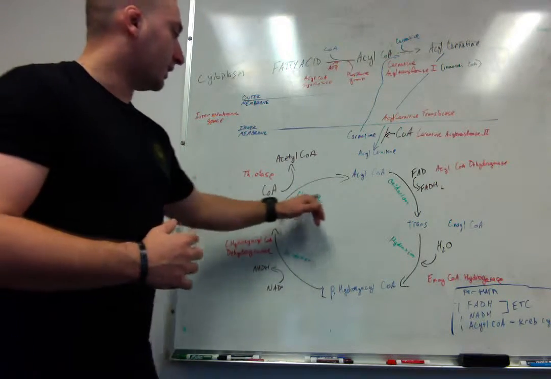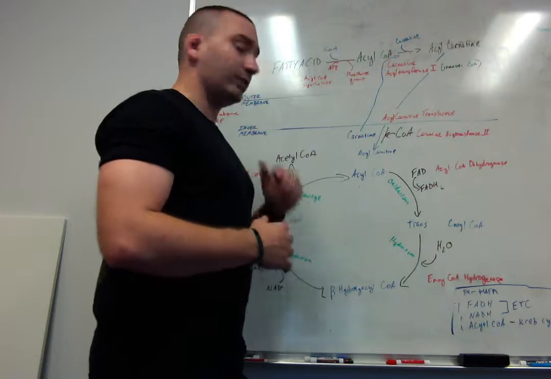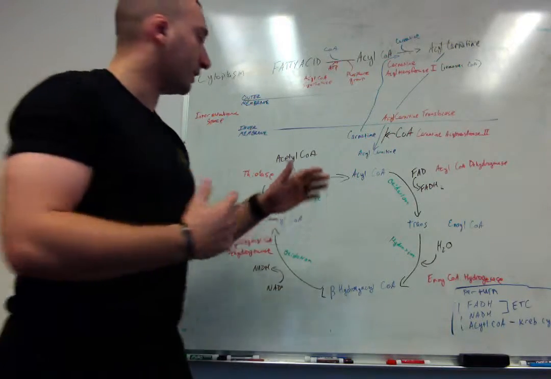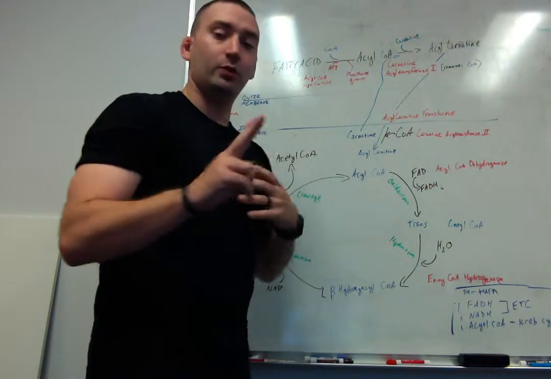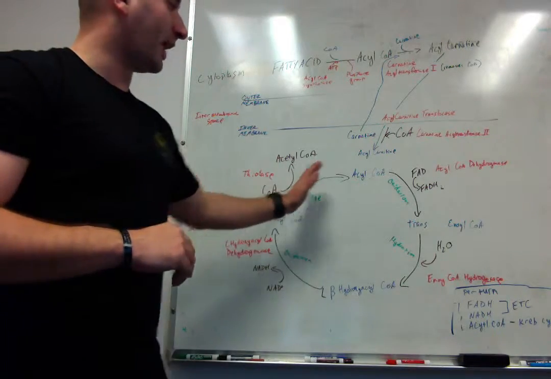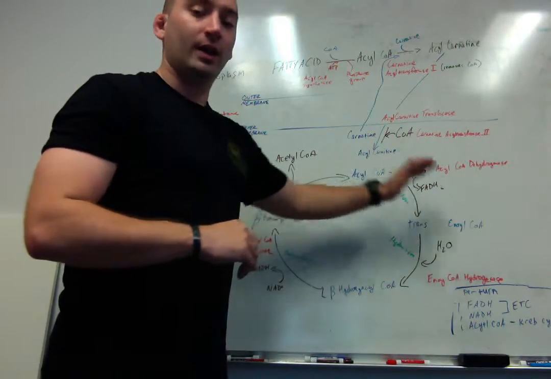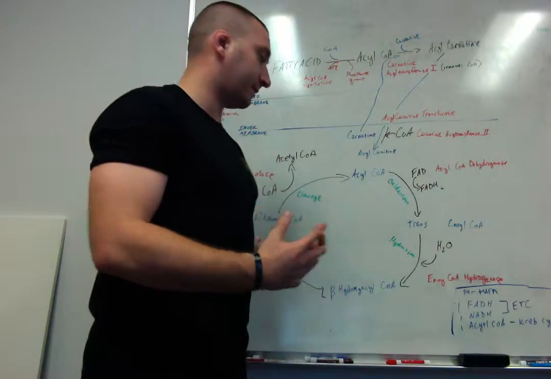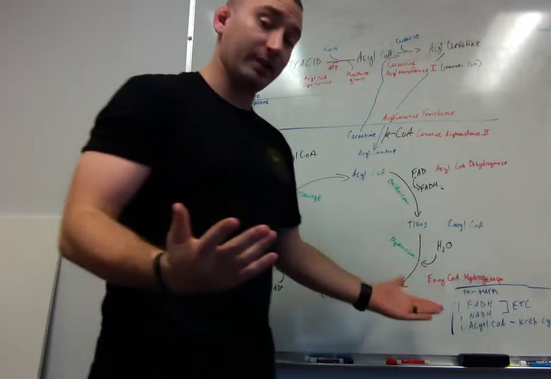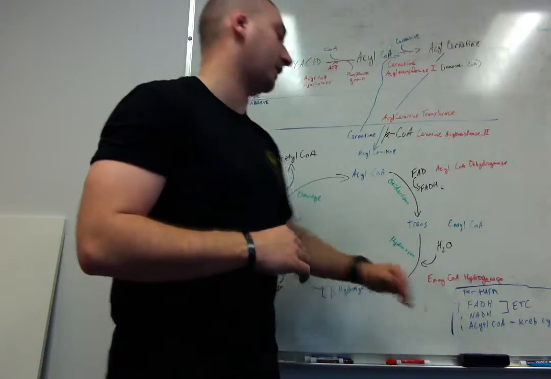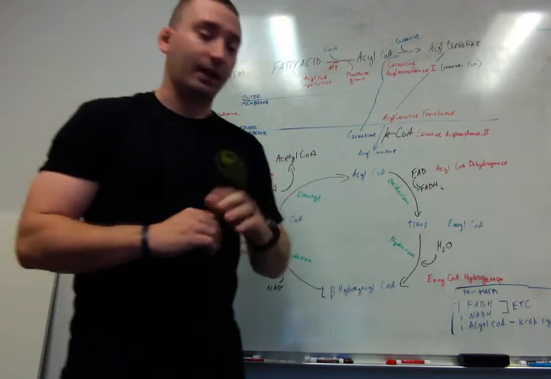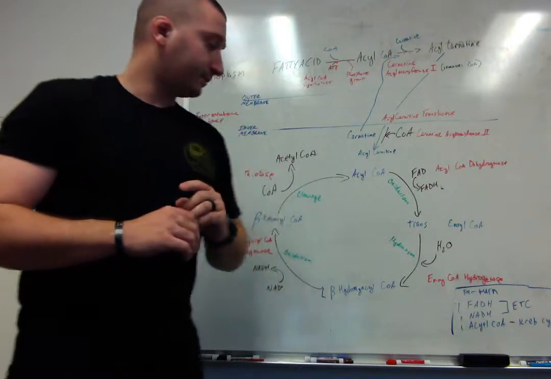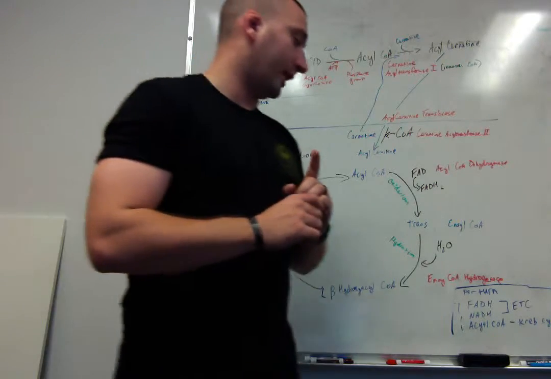Cleavage is going to bring us back to our acetyl-CoA that we started with. However, it's going to have 2 fewer carbons than we started with, which is going to allow it to continue through the cycle and continue to produce. So for every turn in the cycle, it's going to give us 1 FADH2, 1 NADH, and 1 acetyl-CoA.